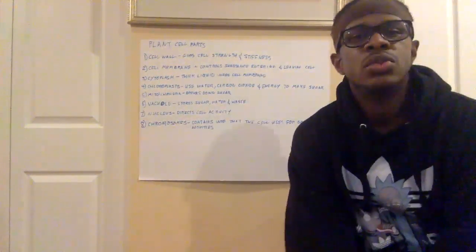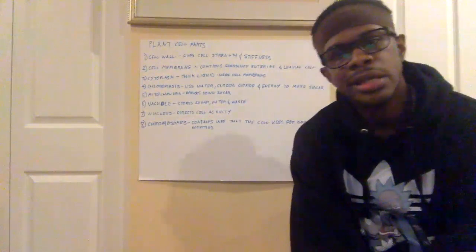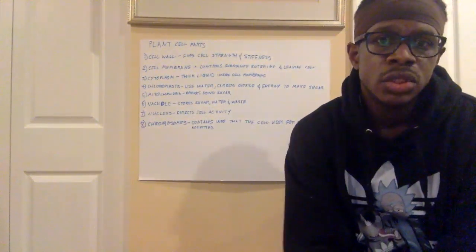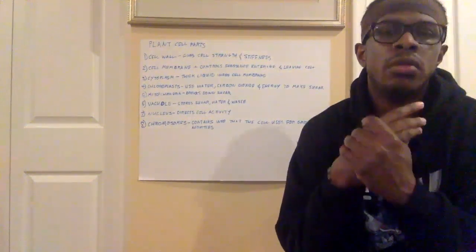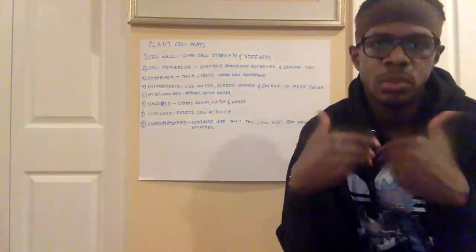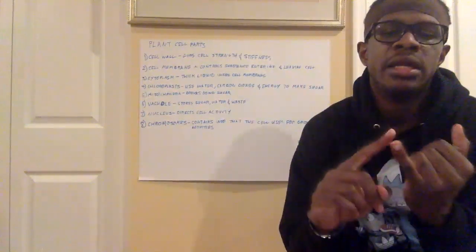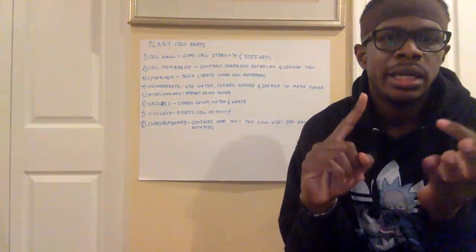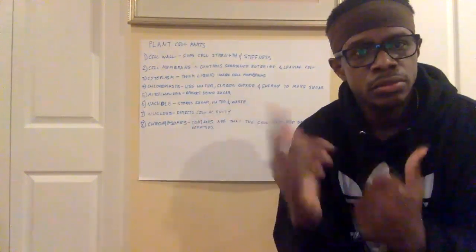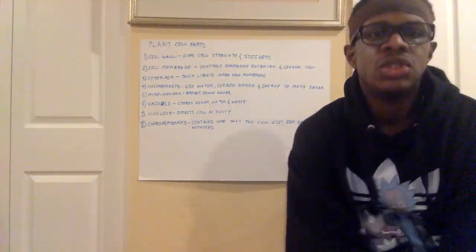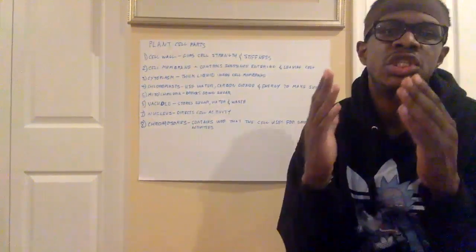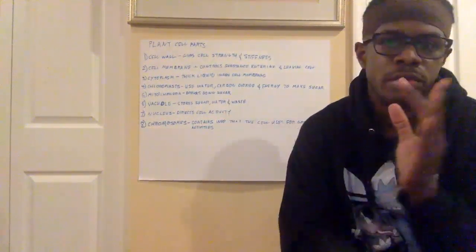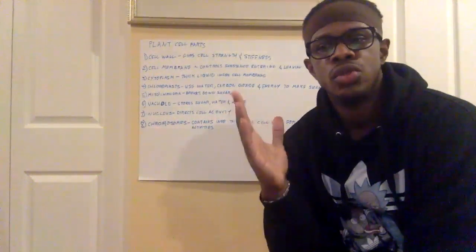Next one we have is chloroplast. This uses water, carbon dioxide, and energy from the sunlight to make sugar. Sugar is basically food for plants. That's what plants eat, that's their nutrition. And they use water, carbon dioxide, what humans breathe out, and energy from the sun. So chloroplast is the process of changing water, carbon dioxide, and energy from sunlight into sugar.